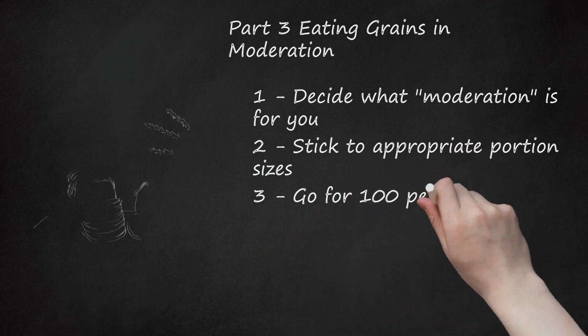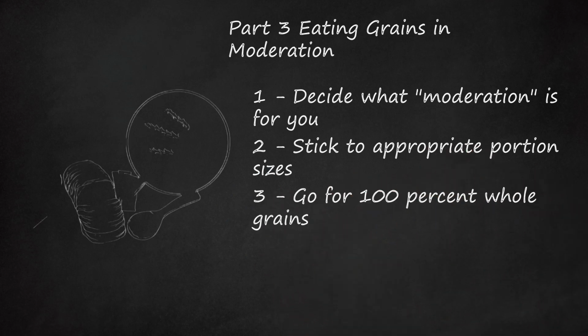3. Go for 100% whole grains. In addition to eating grains on occasion and making sure the portion sizes are appropriate, it's also a good idea to choose the most nutritious type of grain. If you're going to splurge and have some bread, rice, pasta, or another baked good, choose a nutritious option. That way, you're at least getting some nutritional benefits when you eat it.